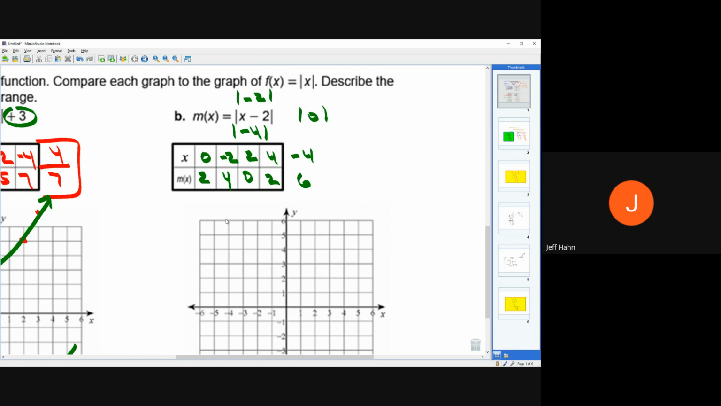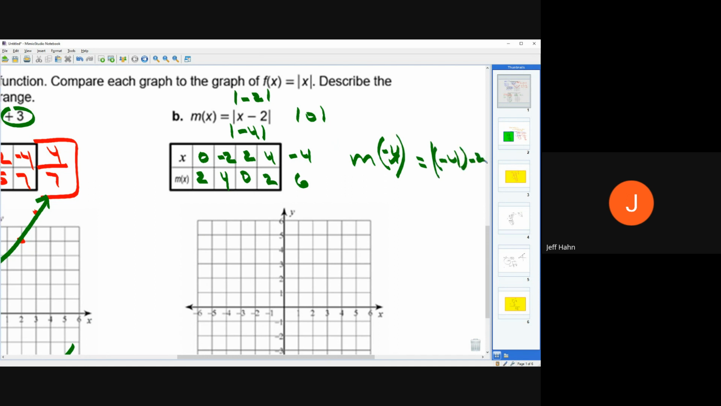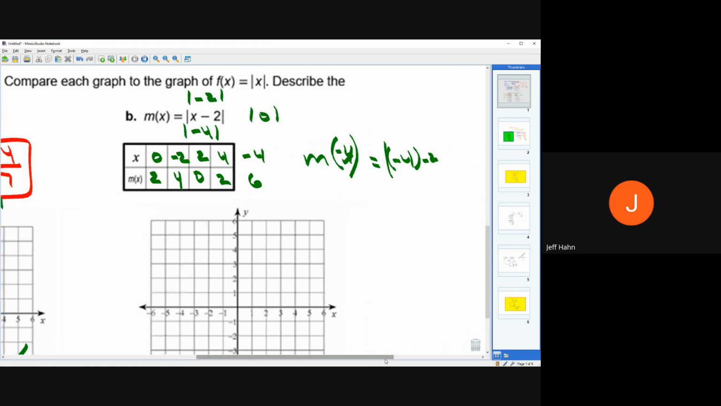I will put negative 4 here. What number am I putting in? I'm putting negative 4 in for x, and that equals the absolute value of negative 4 minus 2. Negative 4 minus 2 is negative 6, and then the absolute value of negative 6 is positive 6. And that's what that is.